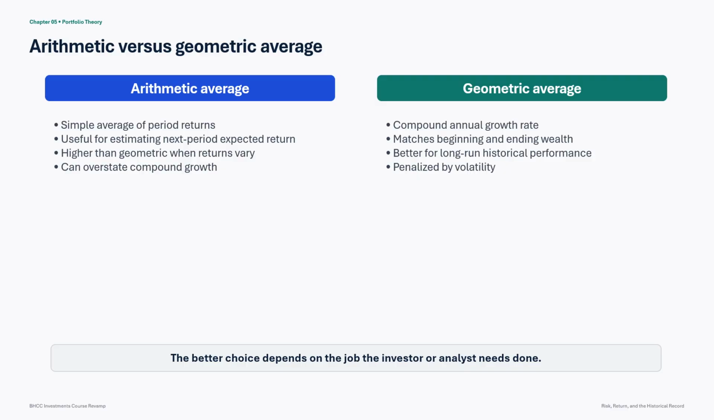Arithmetic and geometric averages answer different questions, and volatility creates the difference between them. The arithmetic average is the simple average of periodic returns, but it is often used as an estimate of a typical one-period return. The geometric average is the constant compound rate that produces the same cumulative result as the actual sequence. Consider a 2-year investment that gains 50% in year 1 and loses 50% in year 2.